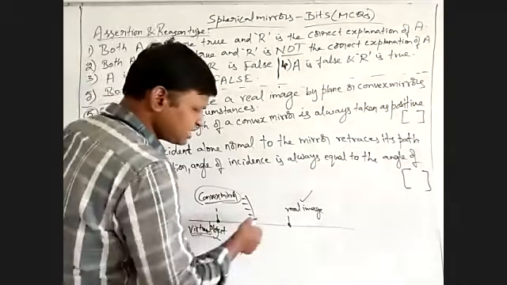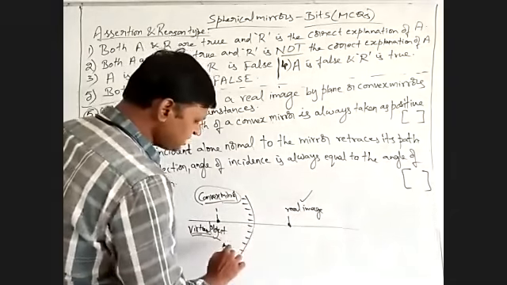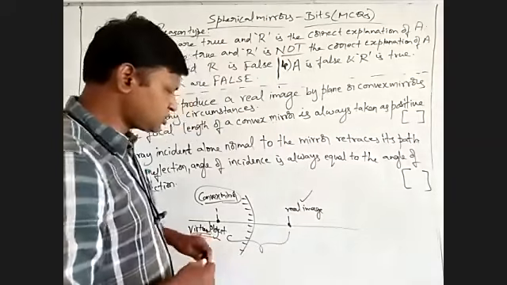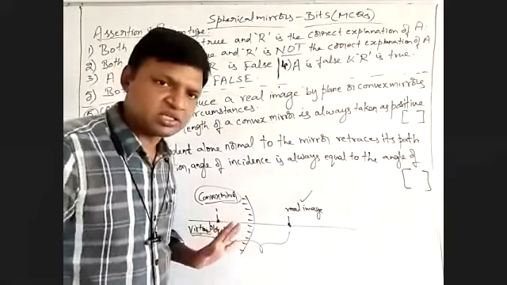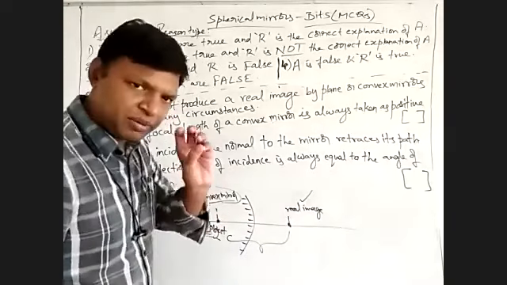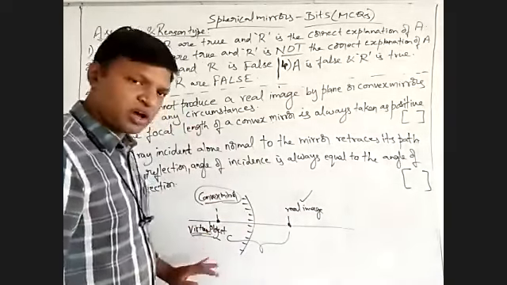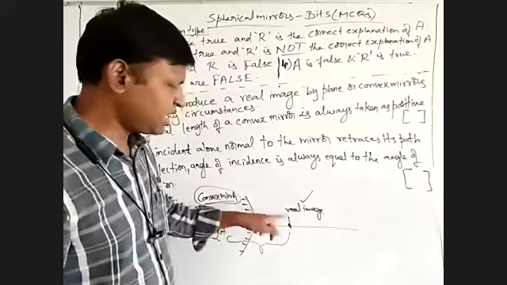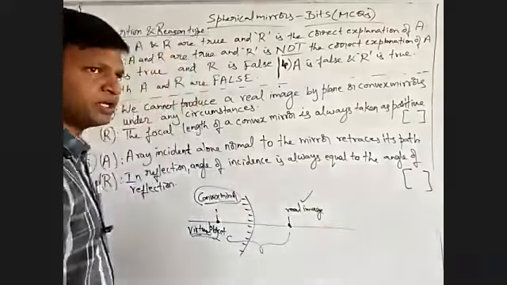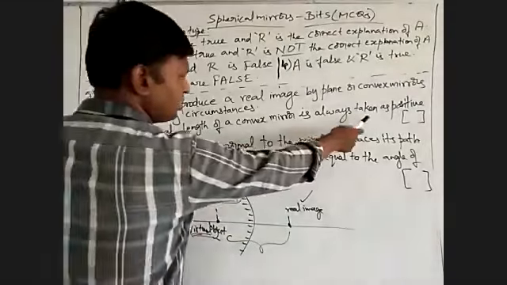You are measuring this. That means in this case, the focal length will be this side only, no? So here also it is proved it is wrong. That means for a convex mirror, in a particular situation, if the object is virtual, then the image is real. Hence, focal length also becomes negative.